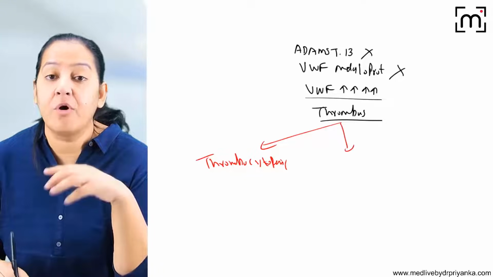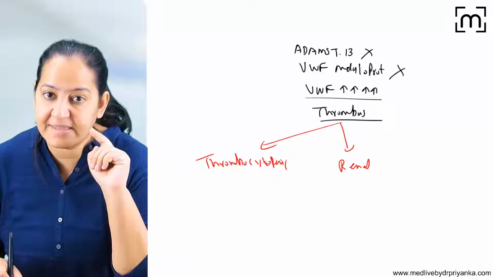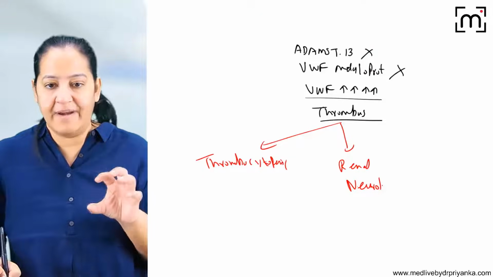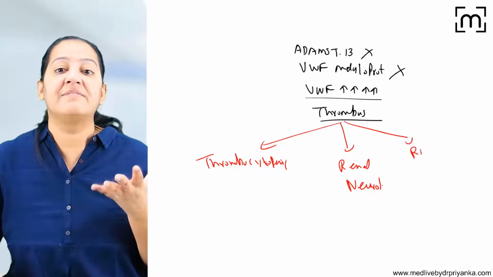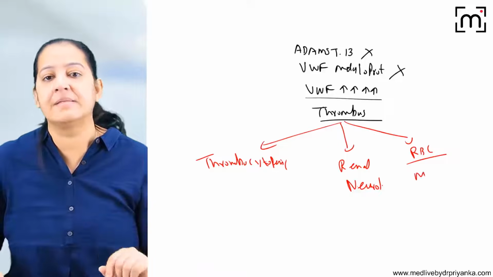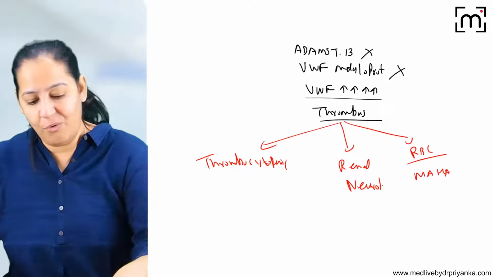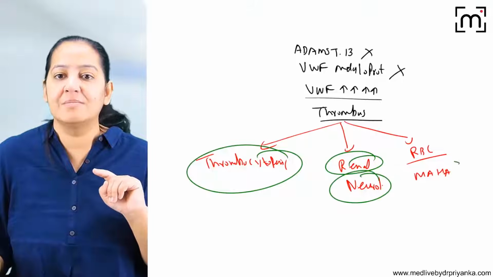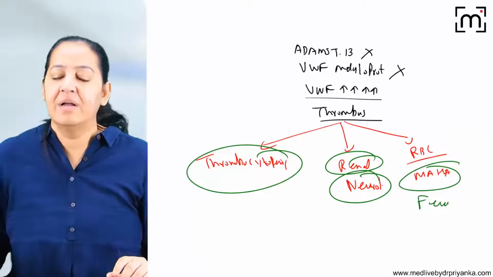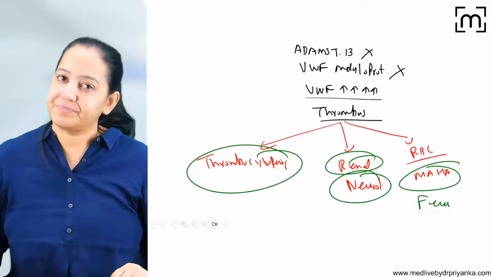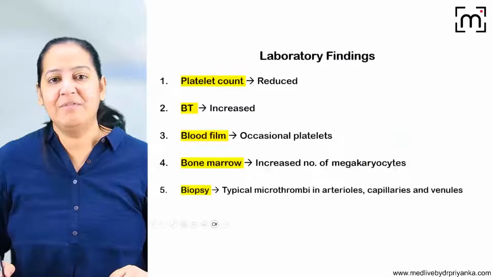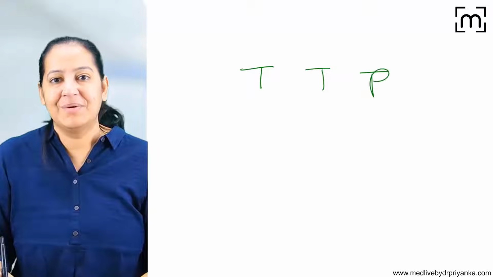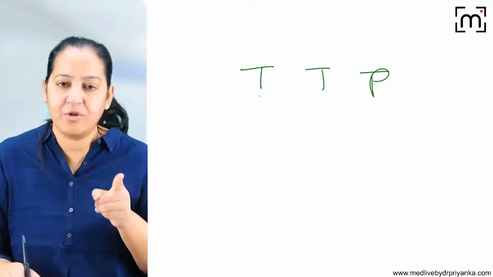Now these thrombi are formed in which blood vessels? Mainly in the renal blood vessels and in the cranial blood vessels. So the patient has neurological symptoms and renal symptoms. And with this thrombus, the RBC will collide, and that will lead to anemia that is known as MAHA. So you understood 4 components out of the 5. Thrombocytopenia, renal symptoms, neurological symptoms, MAHA, and the 5th is fever, the pentad of TTP. What is the full form of TTP? Thrombotic thrombocytopenic purpura.